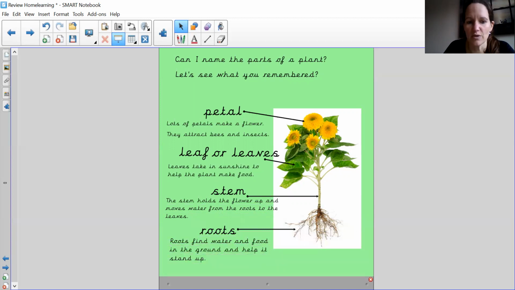And the last, we have the roots. So the roots find the water and the food in the soil, and it helps it to stand up and to bring all that up to the rest of the flower to make it grow. So you remember those parts of the flower: petal, leaf, stem, and roots. Okay, well done.